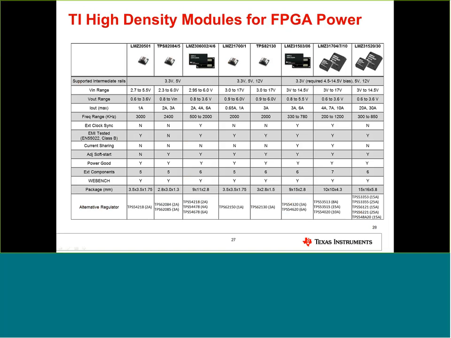Also here, maybe you can have a look at the presentation afterwards. This is a really nice overview of all the different models we have here from TI, which are really nice for FPGA power. And we have completely different input and output voltage ranges as well, starting with 1 amp output current up to 30 amp of output current. So that's quite a big portfolio here.